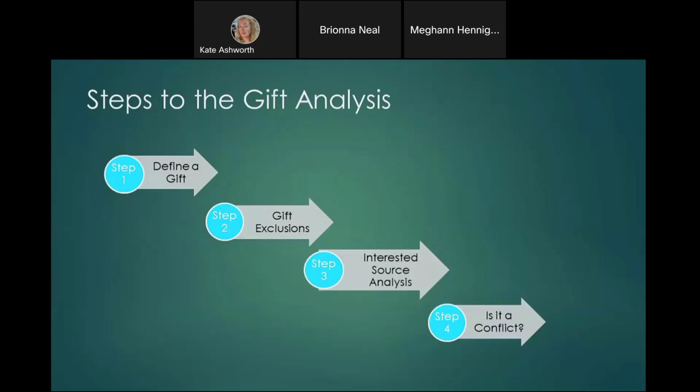Step 1 is to define a gift. 2, we'll talk about the various gift exclusions. 3, identifying who is an interested source. It matters who the gift is coming from. And finally, is it a conflict? Is there an issue under Public Officers Law Section 74? Is that item or service being given to you as a reward for official action, or is it being given to you to induce you or encourage you to take certain action? And that's where receiving that gift or that item will be problematic.